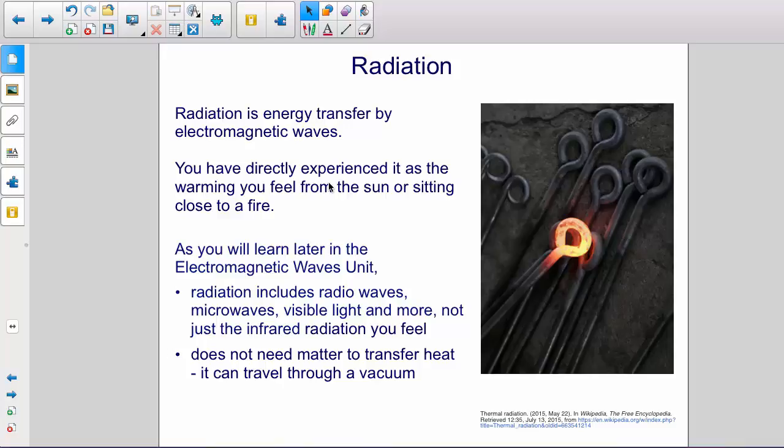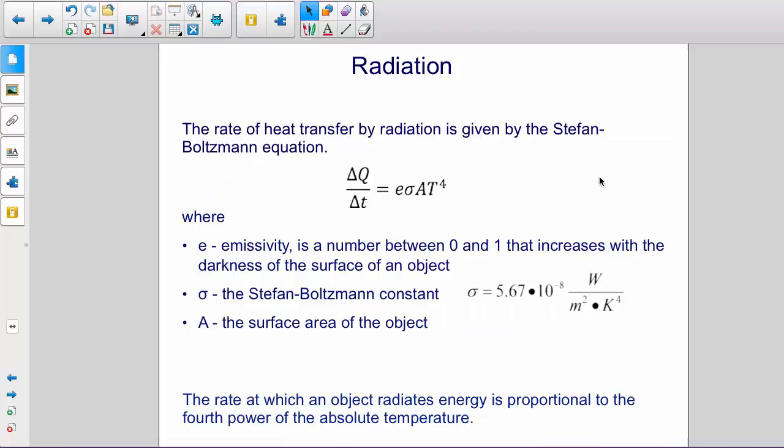And the interesting thing about radiation as a means of heat transfer is that unlike the other forms, it doesn't need matter. It can travel through a vacuum. Now, heat transfer by radiation also has a fairly simple equation that relates the heat transfer to the temperature. And this is the Stefan-Boltzmann equation.